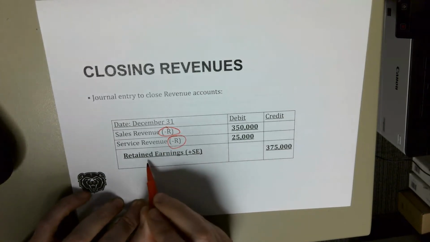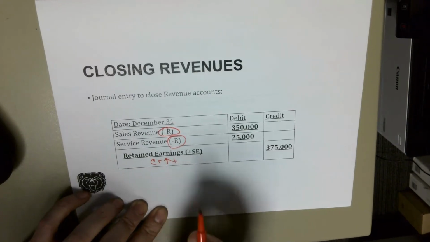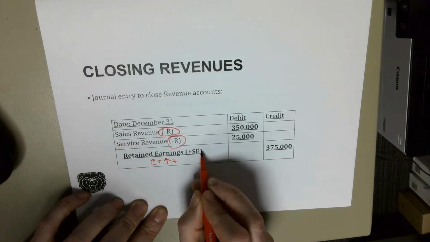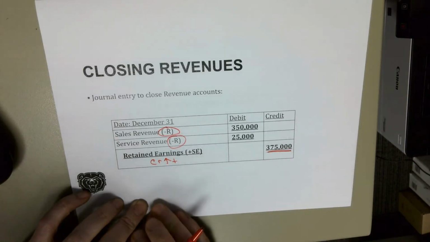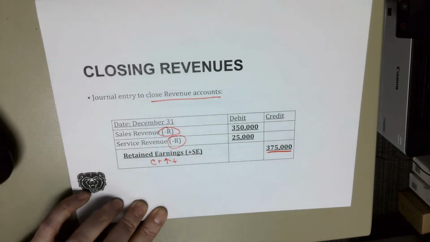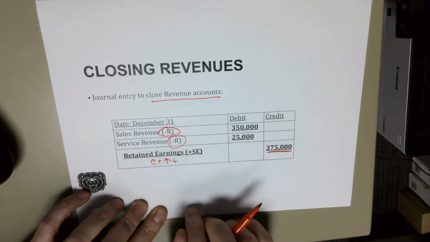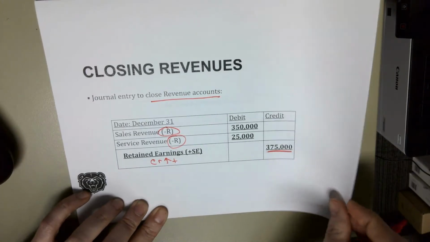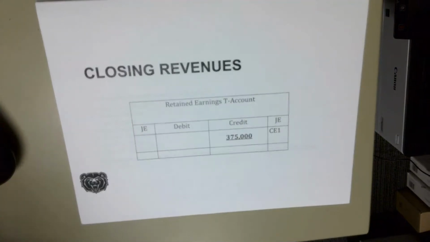And then in order to increase retained earnings, we need to credit it, right? A credit to retained earnings is an increase, which is in turn an increase to stockholders' equity. We're going to credit it for $375,000. This is a closing revenue entry right here, okay? We are zeroing out our revenue accounts and taking that money, that balance, and moving it to retained earnings. That's all we're doing when we close, okay? We're just closing these temporary accounts.